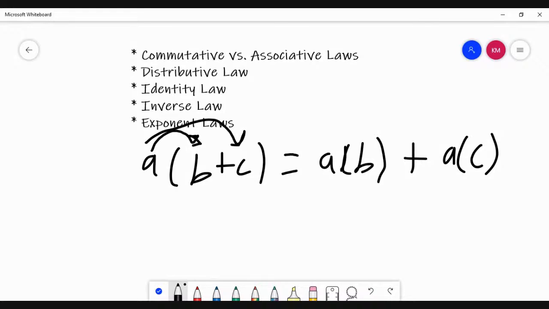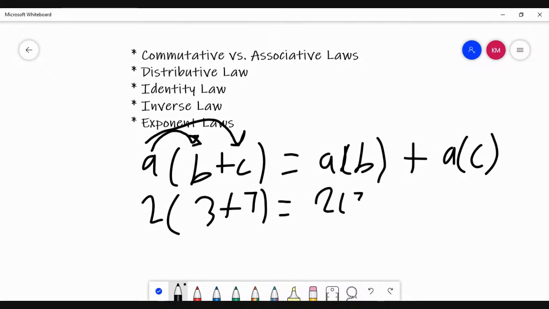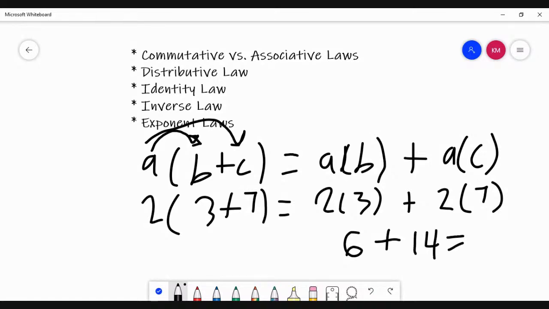So, say for instance, I have 2 times the quantity 3 plus 7. Let's try that. So that means in distributive law and property, 2 would be multiplied to the 3, and 2 would be multiplied to the 7. Then 2 times 3 gives me 6, plus 2 times 7, which gives me 14. And then that gives me a total number of 20.